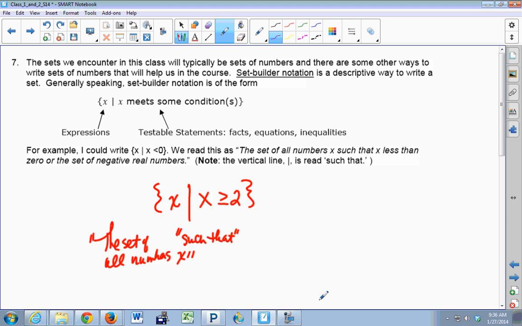So that's why we use something like this to say all numbers that are greater than or equal to 2. So if you had a number line, you'd go to 2 and you'd put a little solid dot at 2, and then you'd say everything after that. That's my set. So this is how you would see it on a number line. This is how you would write it with set builder notation. Okay, any questions on that?